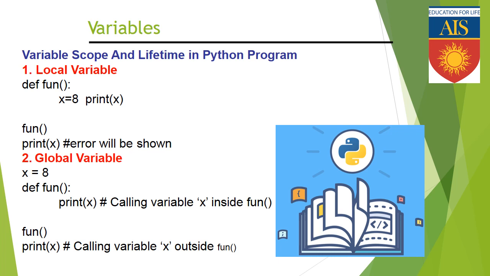That means over here in the first local variable example, the definition of the function has x equal 8, print x. So after assigning the x value, we are calling print x. Then we are declaring the function, and then again we are calling print x. It's a wrong method. See the correct one. We are assigning the value of x as x equal 8. Then we are declaring the function. Then we are calling variable x, which is inside the function, and it is a correct method. Then call the function, and then again we want to print x. Then we are calling the variable x outside the function.